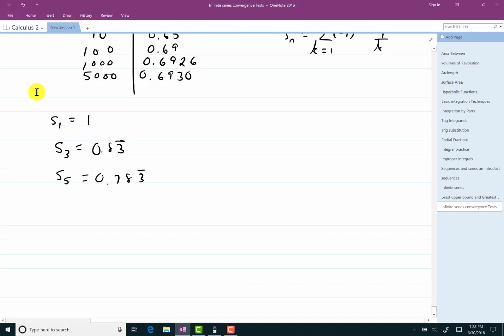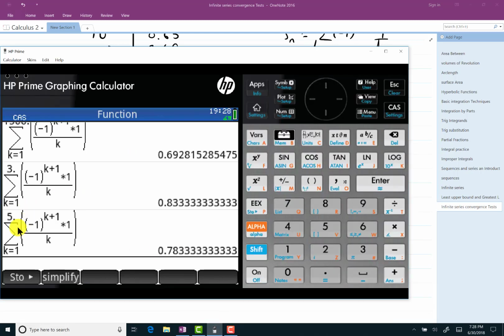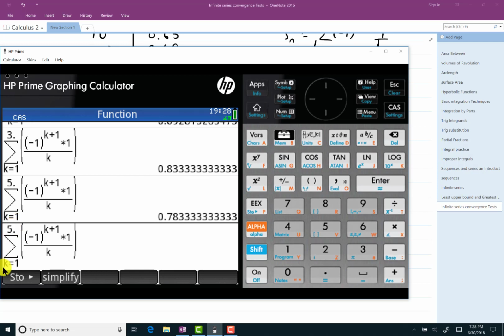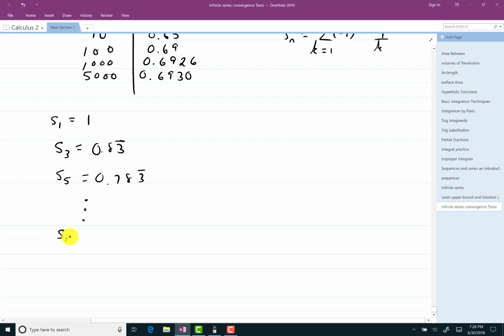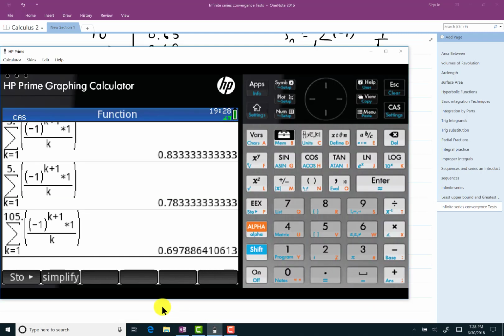And now what I want you to notice is that if I look only at the odd terms, do you notice the numbers are going down? Let me go and shoot some more at higher values. So let me try 105. I get 0.698. These are approximate now. Was it 0.698?